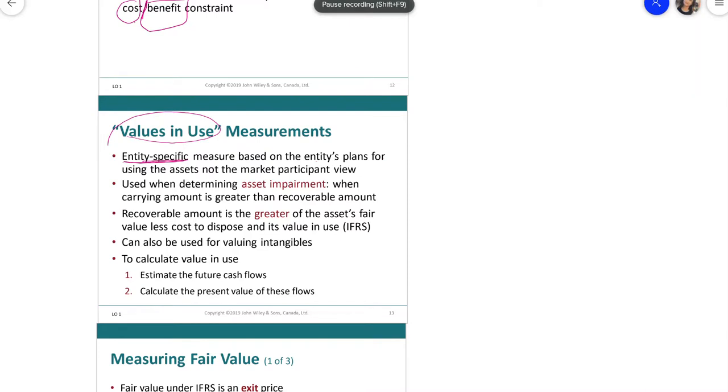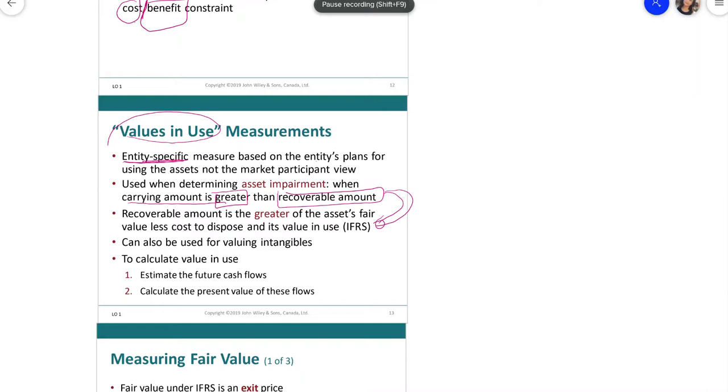So when we think of whether an asset is impaired, we look at the carrying amount, and whether the carrying amount is greater than the recoverable amount. So there are two amounts that we compare to see if the asset is impaired or not. We look at the carrying amount and we want to compare that to the recoverable amount. So how do we find out the recoverable amount? That leads to our next one.